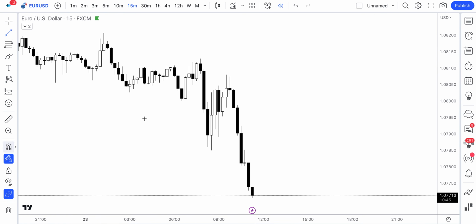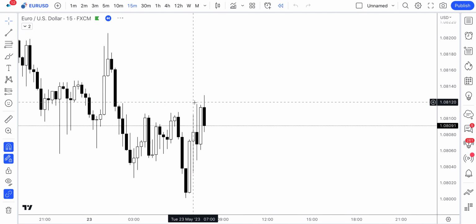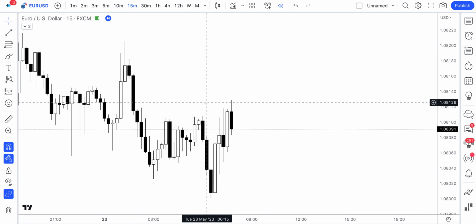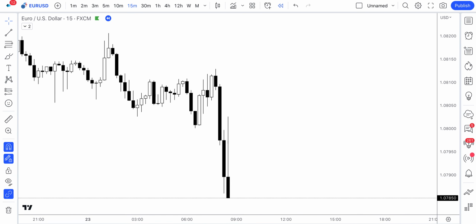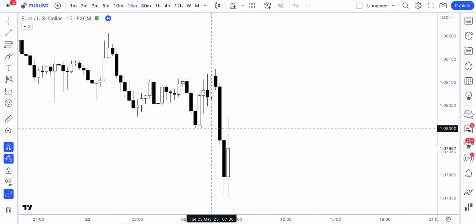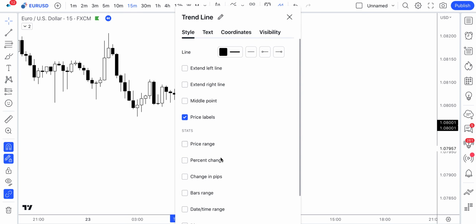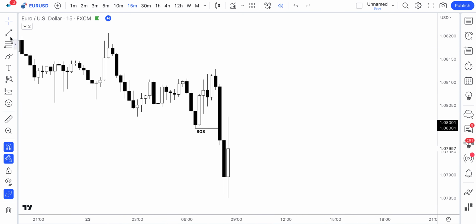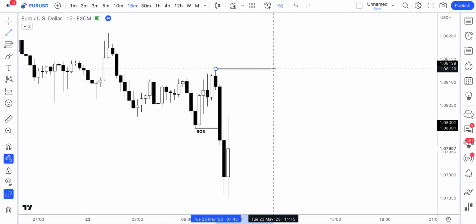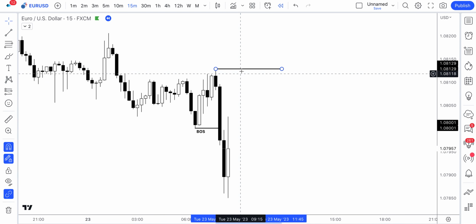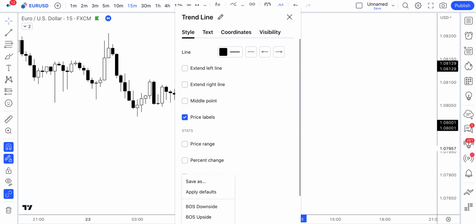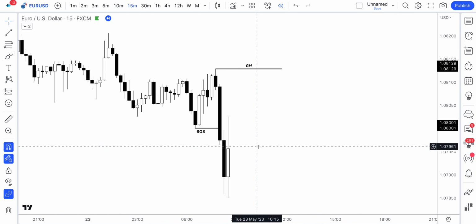Starting things off here, I'm just going to rewind this back. Going into the London session, we're anticipating volume to come into the markets. You can see clearly that we broke structure to the downside, indicating strong bearish momentum. We can mark this on as a break of structure. We can then mark on our guarded high. This is our invalidation level. We do not want price to close above here. This will indicate that the sellers are no longer in control.